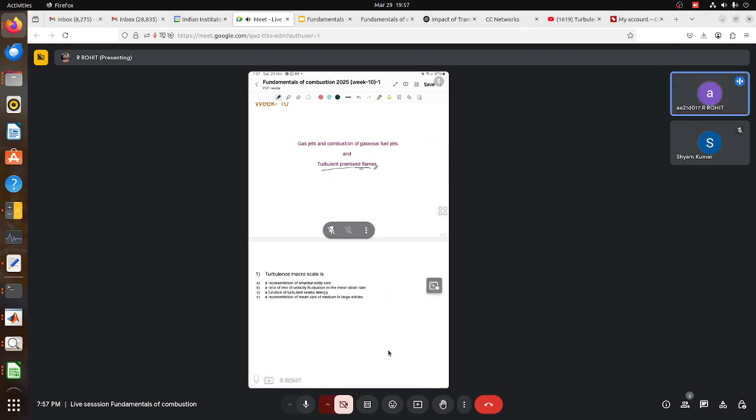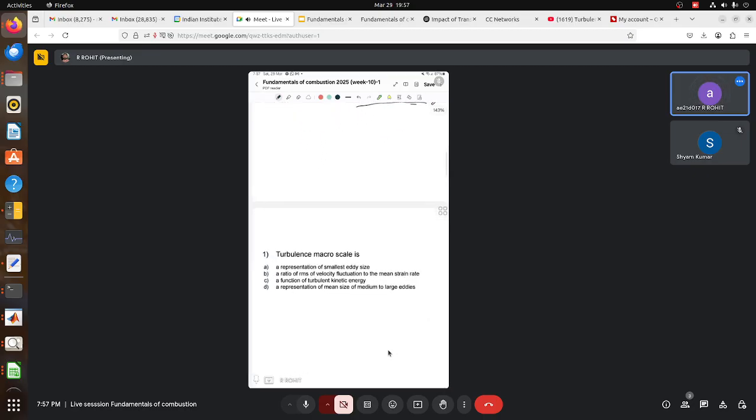The first question is about what the turbulence macro scale is. Is it a representation of the smaller eddy size, the ratio of RMS of velocity fluctuation to the mean strain rate, or is it a function of turbulent kinetic energy, or a representation of the mean size of medium to large eddies? Which could be the answer for the turbulence macro scale, or in short, the integral scale L0? You can provide your guesses.